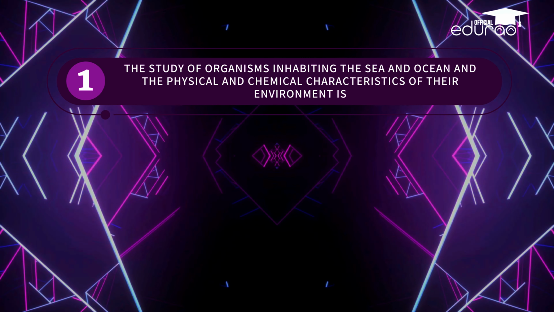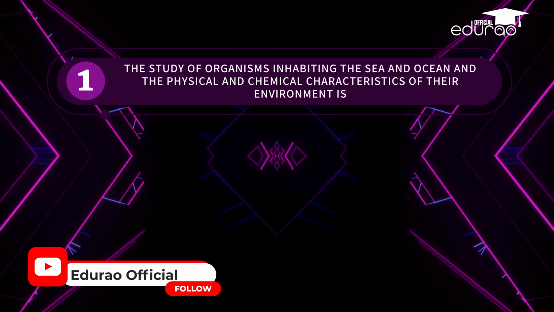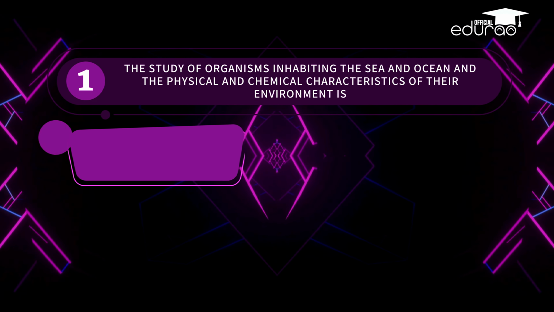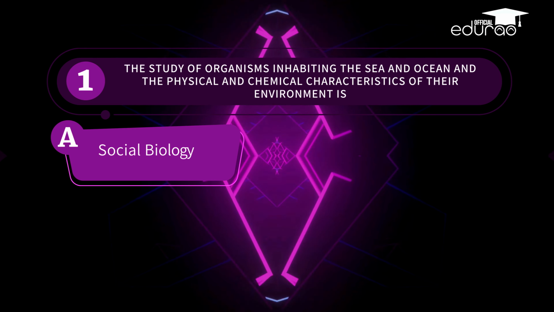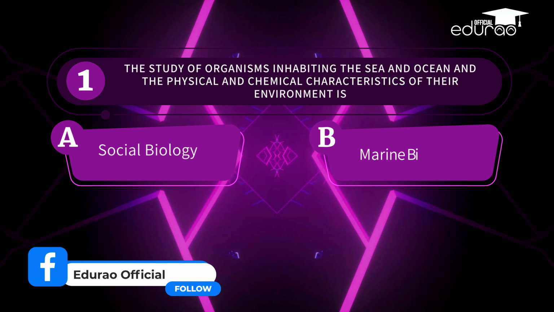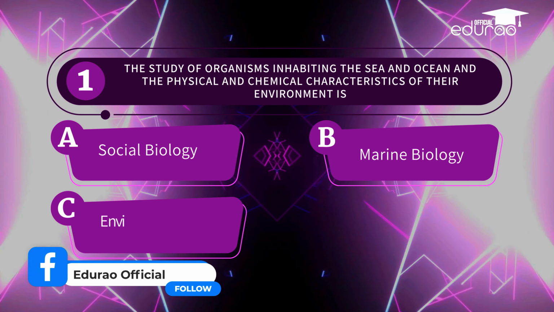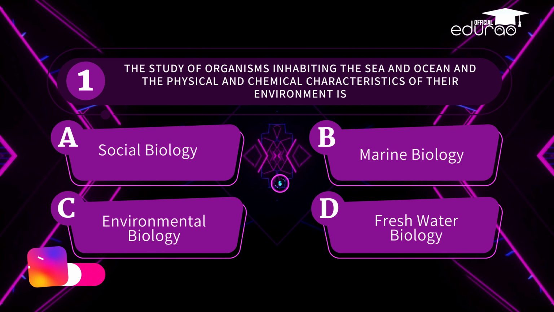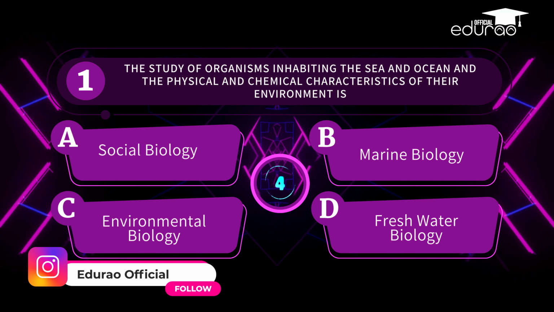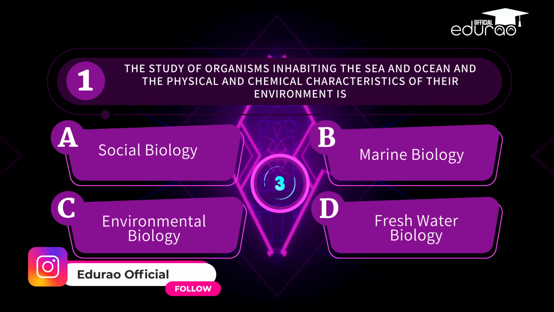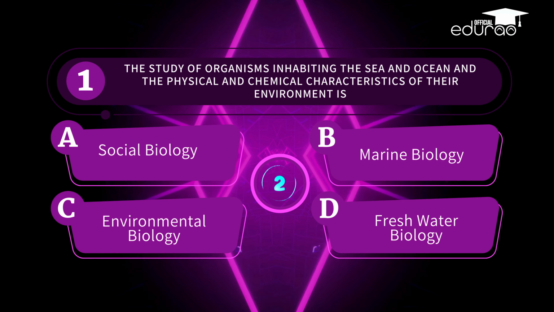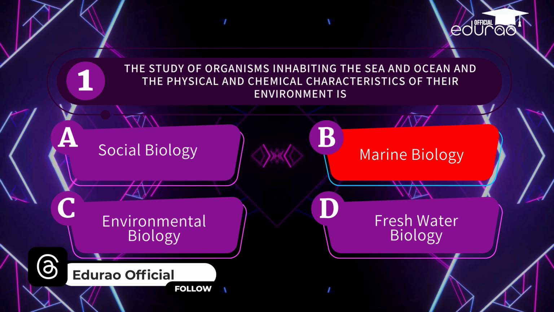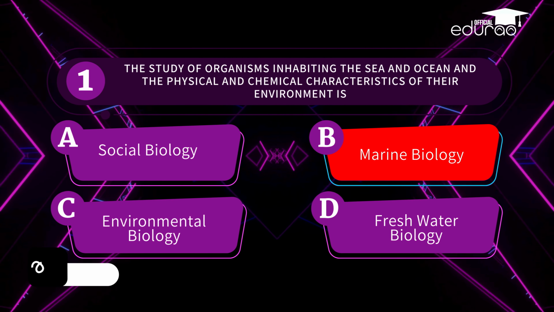Question 1. The study of organisms inhabiting the sea and ocean and the physical and chemical characteristics of their environment is A. Social biology, B. Marine biology, C. Environmental biology, D. Freshwater biology. Correct answer is marine biology.